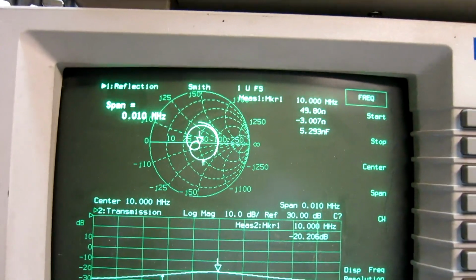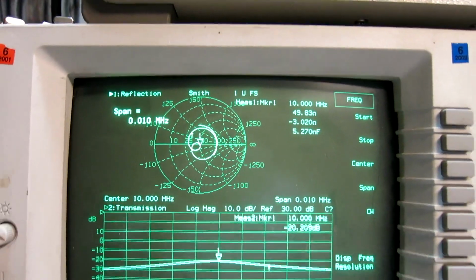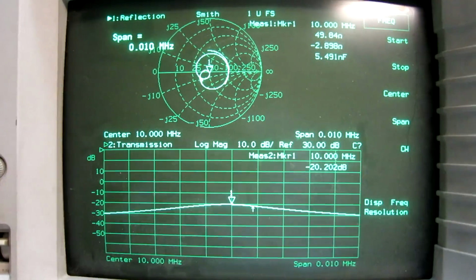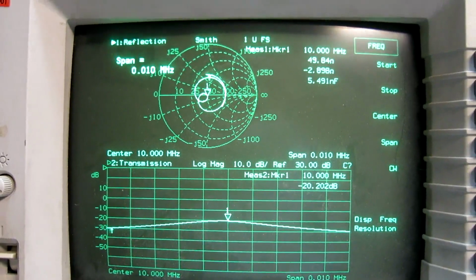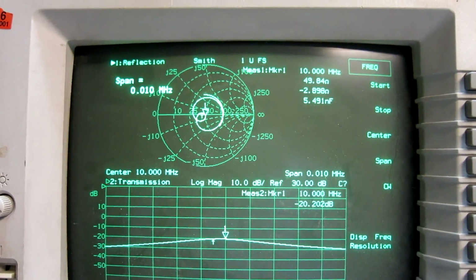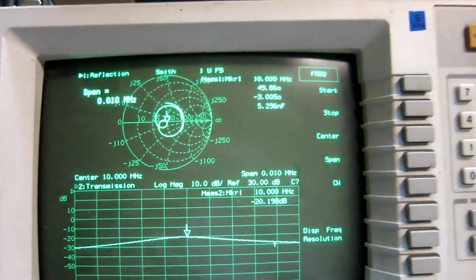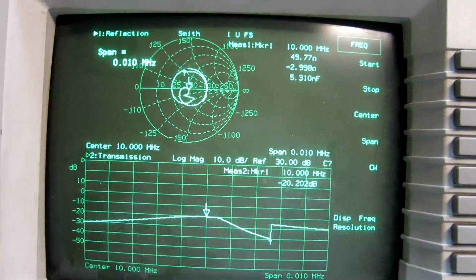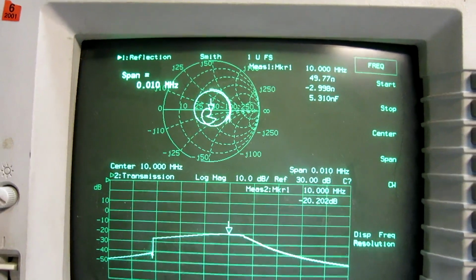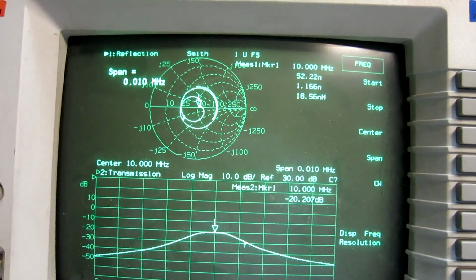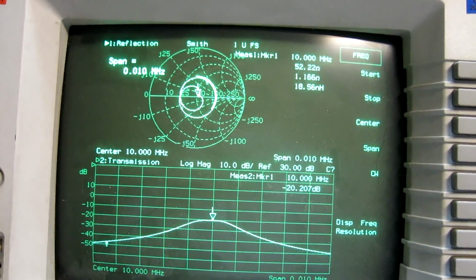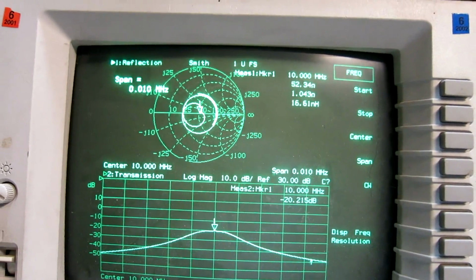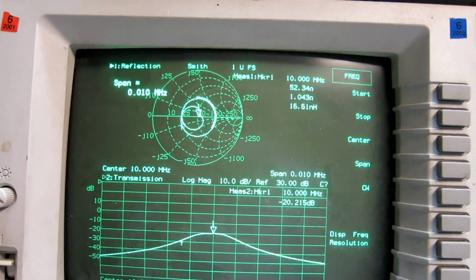Now I'm looking in the reverse direction through this tube amplifier, and you can see the attenuation is 20 dB, and the output impedance of the amplifier is very close to 50 ohms. And this is with 1 section of the crystal filter. Now I change to 2 sections, and as you can see, at the center frequency properties are the same, but the selectivity is much larger.